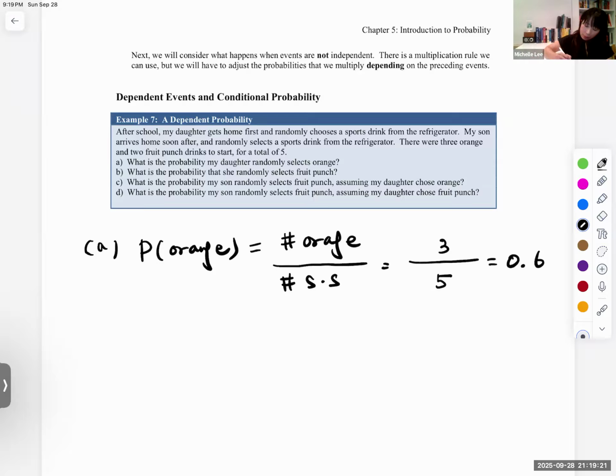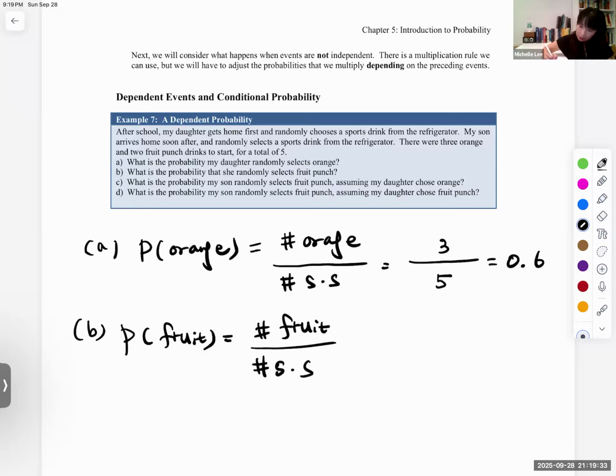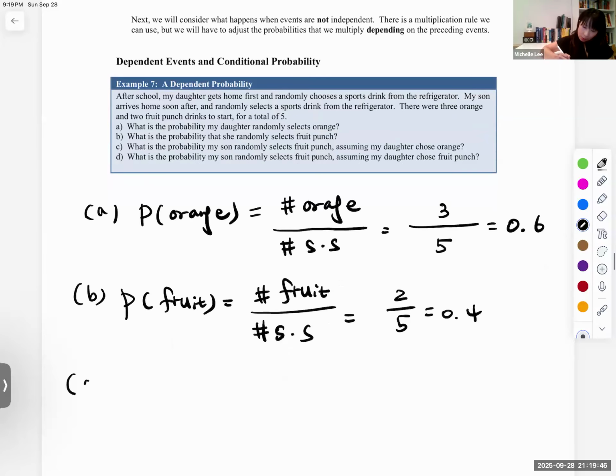Yes, 0.6. Second one, what's the probability of a fruit punch? Number of fruit punch divided by number of sample space. So 5 sample space. Fruit punch is 2. So 0.4, right? Okay. C part. What is the probability my son randomly selects a fruit punch, assuming that she chose orange? Yeah.